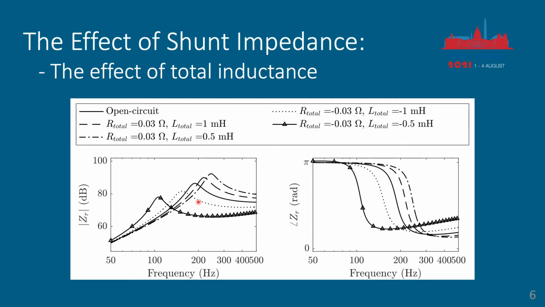And then a negative total inductance causes the resonance frequency to decrease, and a positive total inductance causes the resonance frequency to increase. However, a smaller magnitude of the total inductance causes a greater shift. You'll notice that the total resistance R total has the same magnitude for the different values of L total, but is modified to share the same sign as L total. This is for stability, which will be discussed in later slides.